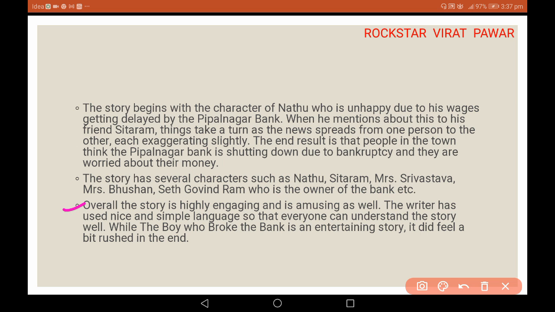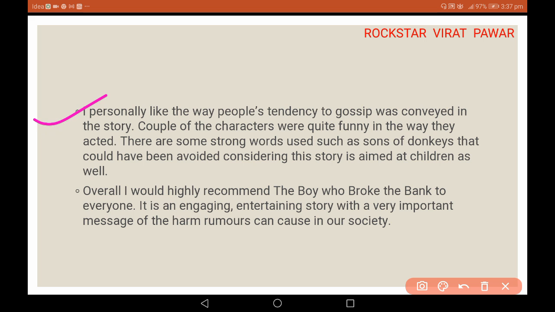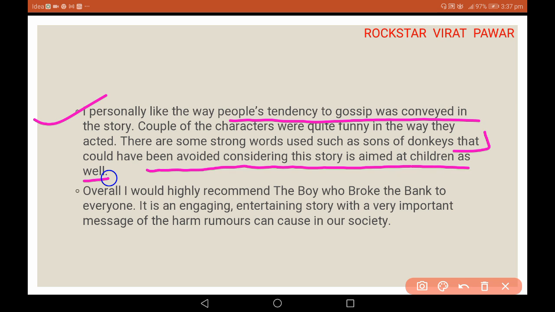While The Boy Who Broke the Bank is an entertaining story, it felt a bit rushed at the end. Now see, I personally like the way people's tendency to gossip was conveyed in the story. A couple of the characters were quite funny in the way they acted. There are some strong words used, such as "sons of donkeys", that could have been avoided considering the story is aimed at children as well.